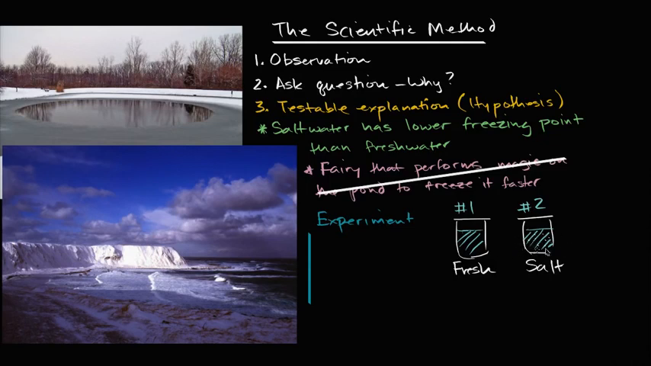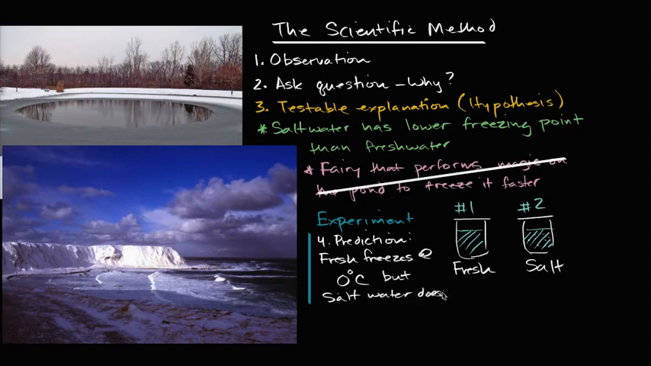And then we would make a prediction. We could even view this as step 4, our prediction. We predict that the fresh water will freeze at a higher temperature than the salt water. So let's say the fresh water freezes at 0 degrees Celsius, but salt water doesn't. So what you then do is test your prediction.